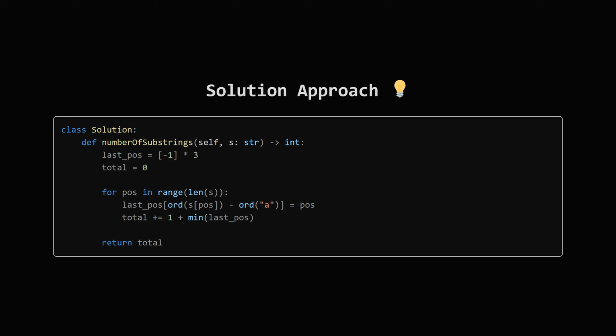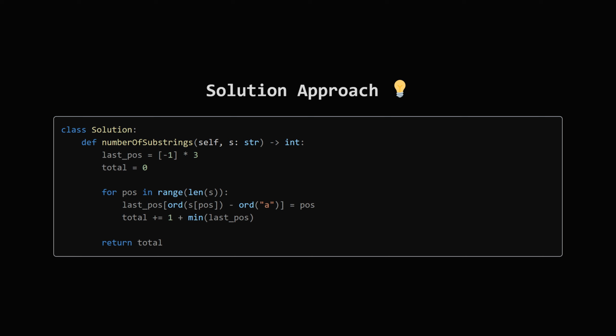Here's my solution. I use an array called last_POS to keep track of the last seen index of each character, and it's initialized with -1. The total variable will accumulate the count of valid substrings. The code iterates through the string, updating the last_POS for the current character.